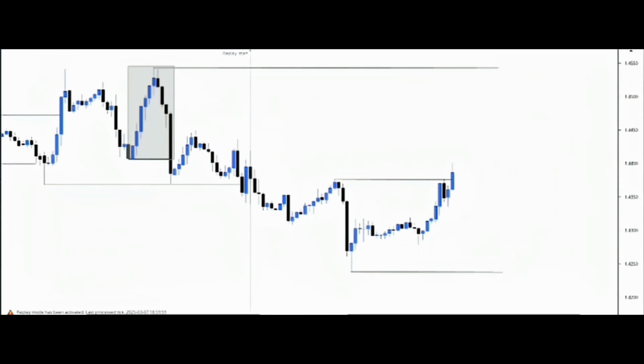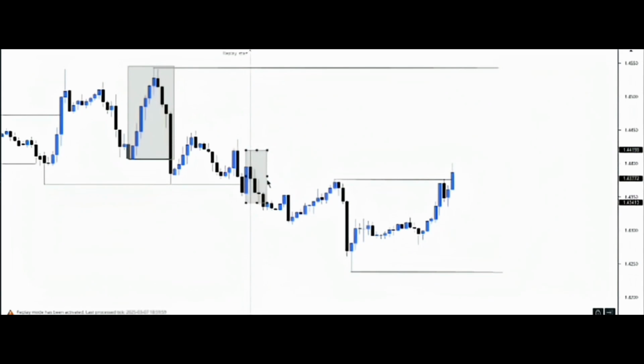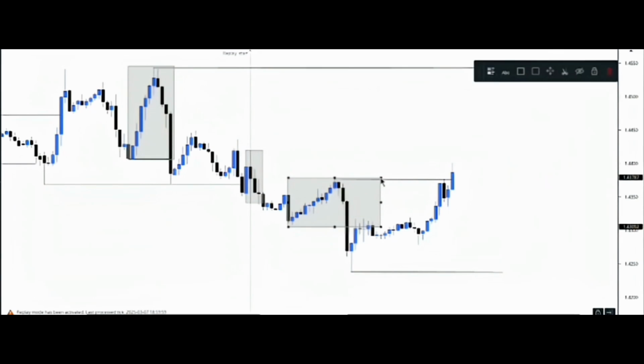And now the next valid pullback is this one here. And as you can see, that is also mitigated by this pullback here. Okay, so we cannot use that either, so we move it to the side. And now the next one is this one here, which has also been mitigated. It is before this inducement.